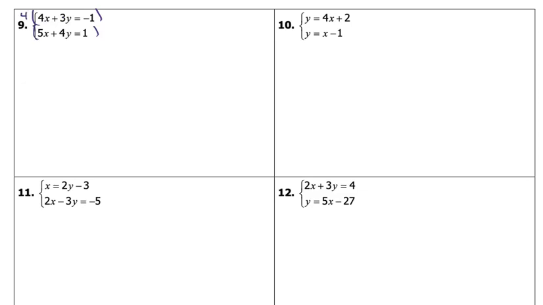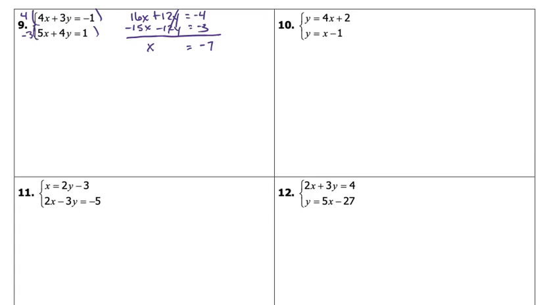So I'm going to multiply the top by 4 and get a new equation that says 16x plus 12y equals negative 4. Now, I want this 4y to be a negative 12y, so I'm going to multiply the whole bottom by negative 3. That would give me negative 15x minus 12y, which is what I want. I want these to be opposites, equals negative 3. And now we're just going to combine them together. So this becomes 1x. The y's go away because we've eliminated them, and negative 4 minus 3 is negative 7.